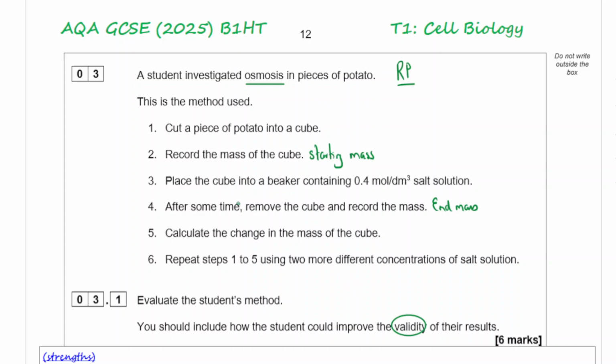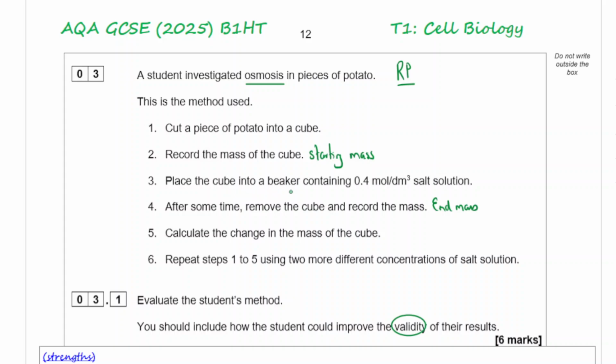So let's have a look at the student's method. Cut a piece of potato into a cube. It doesn't say is it coming from one potato or from different potatoes. And it's only talking about a cube, not many cubes. It doesn't give you the size, which doesn't really matter as long as it's the same size cubes. Record the mass of the cube. It doesn't say, again, whether to peel the potato or not, because that wouldn't matter.